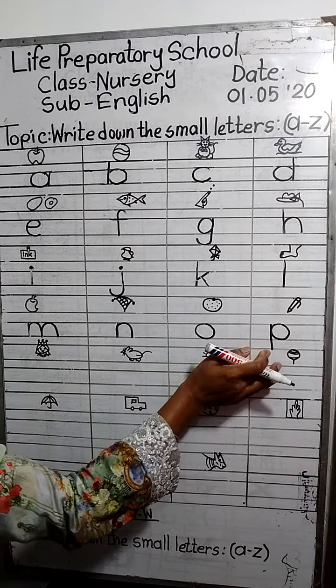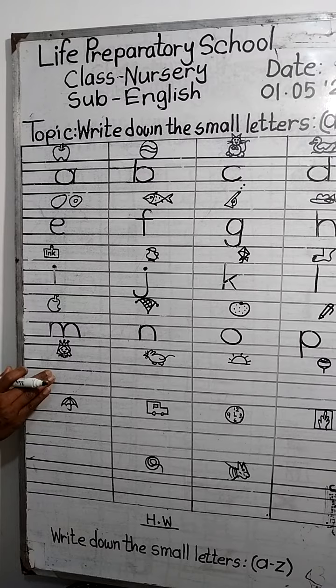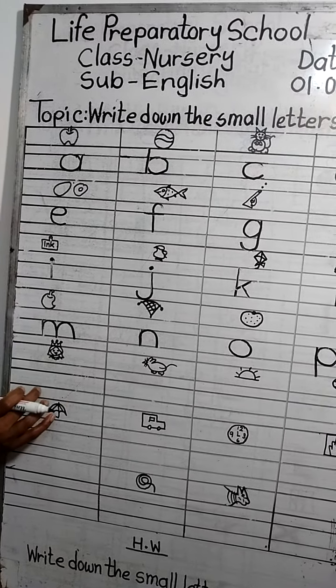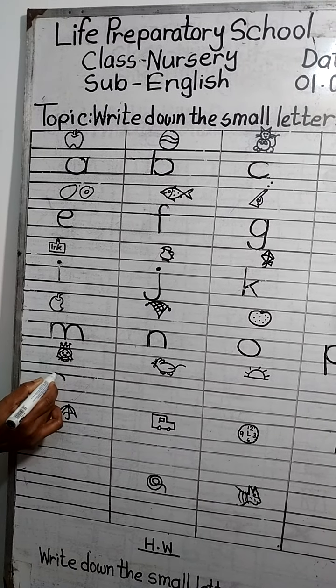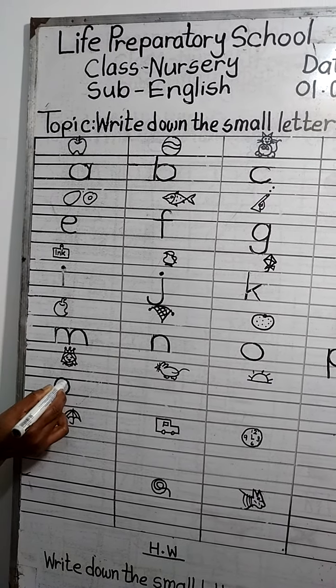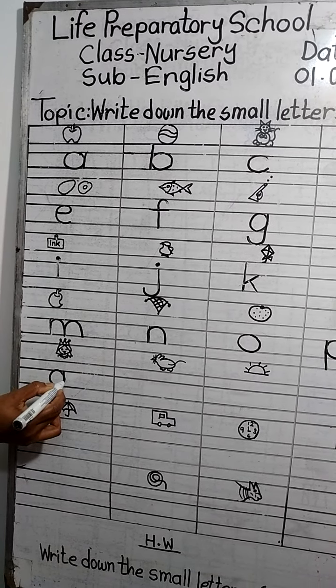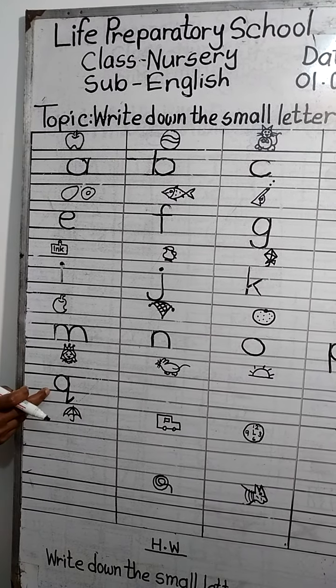Small letter P after small letter Q. Which room is small letter Q? Everybody, do you know? Small letter Q, second room to third room. Okay, I will write here small letter Q. At first, I will draw a circle in the second room. Then I will give a straight line, second room to third room, and curve it and stop here. This is small letter Q.